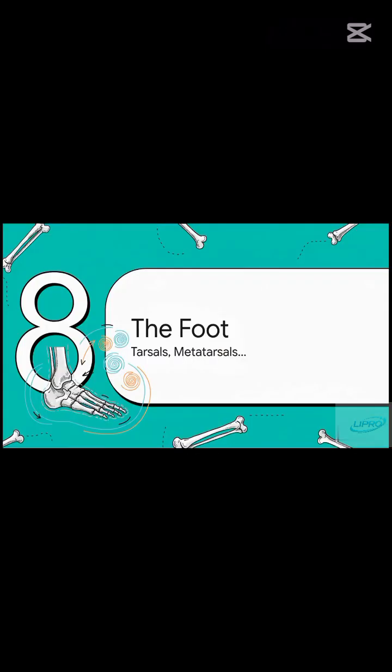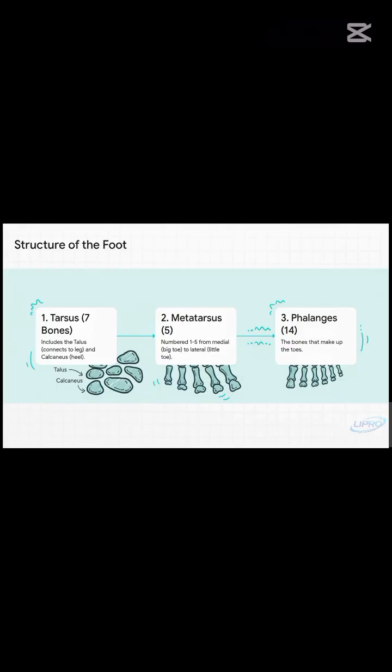All right, we've arrived at our final stop, the foot. The foot is an incredibly intricate structure with 26 bones in total. But don't worry, to make it easier to understand, we can organize all those bones into 3 distinct groups. So here are the 3 sections. First, you have the tarsus, which is a group of 7 bones making up your ankle and heel area. The 2 most important ones to know here are the talus, which connects to the tibia, and the calcaneus, which is your heel bone.